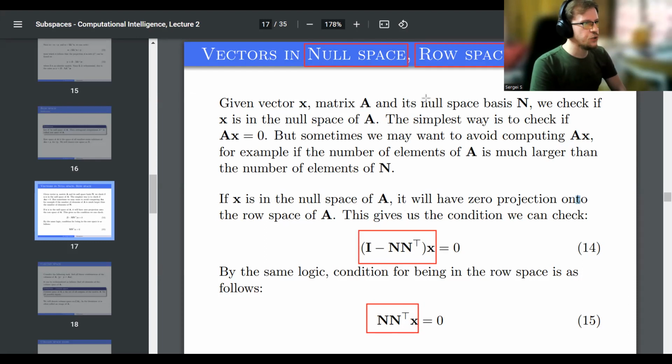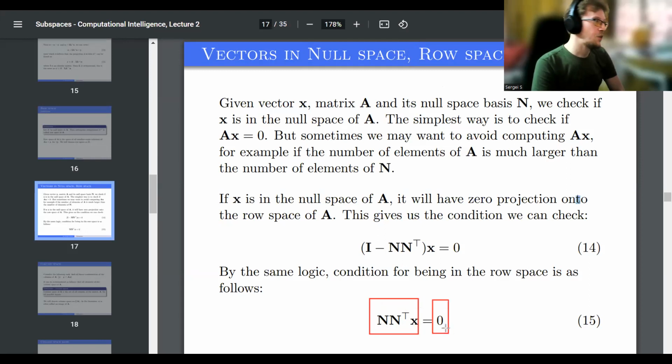We also saw that you can use projectors to identify if a vector lies in the orthogonal complement. Like, for example, here, checking that the projection onto the null space is equal to 0, we understand that the whole vector lies in the row space. Okay. So those were the kind of things we were looking at.